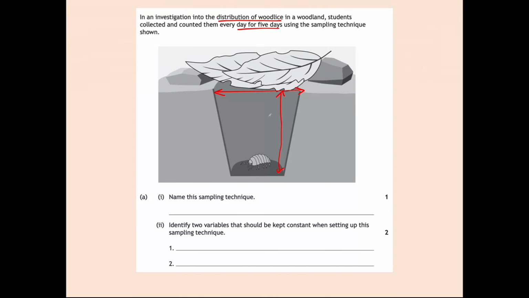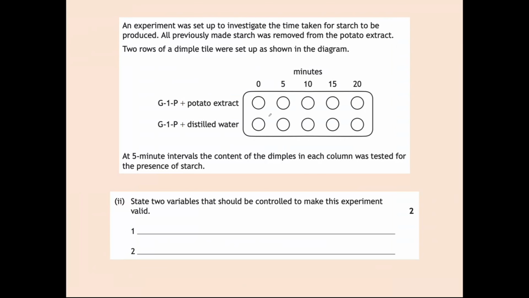But anyway, the point is that we understand what has been asked in the question rather than us sort of memorising the answers, okay? And what has been asked here is, apart from what we're investigating, what should be kept constant when setting up this sampling technique, okay? And those are some of the variables. They are the things which could affect the result if they are not kept constant throughout.